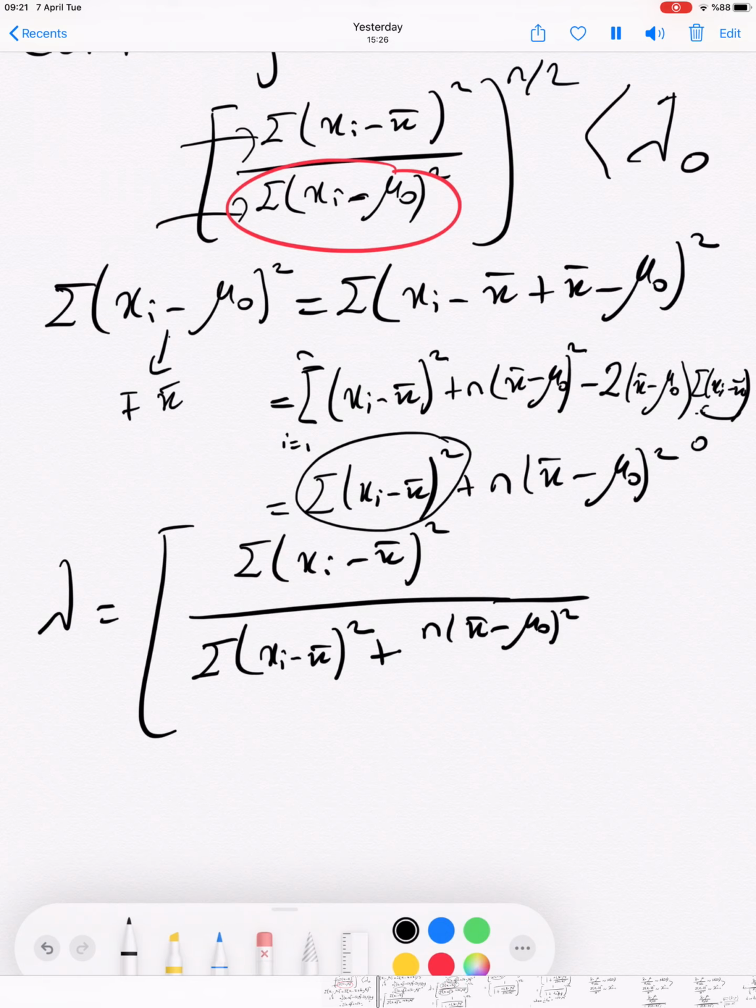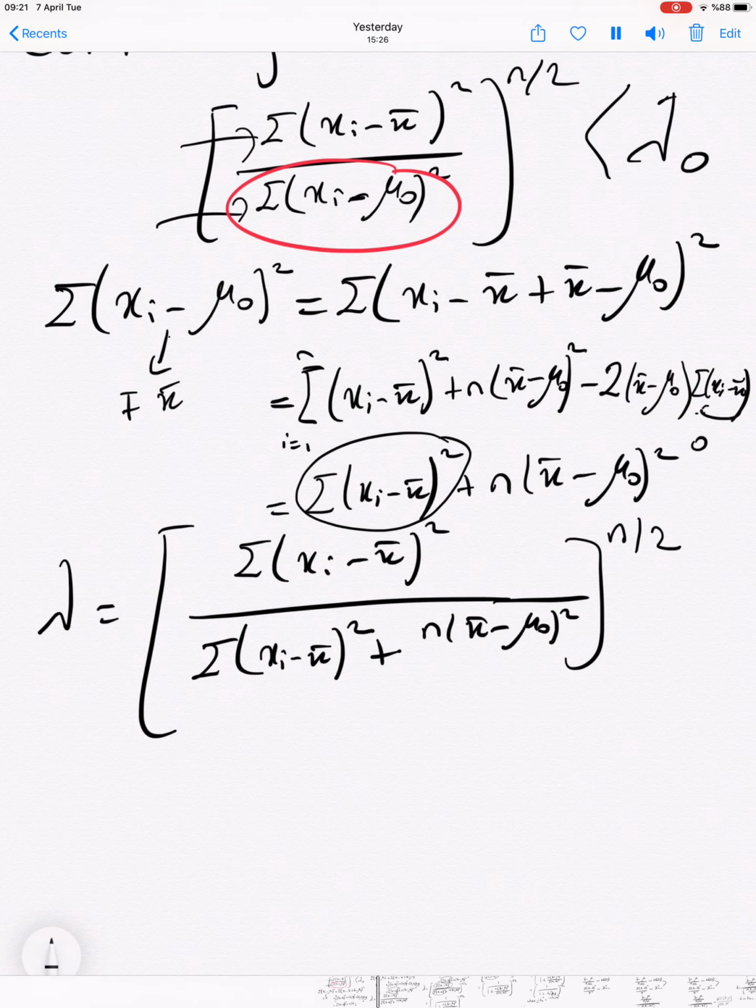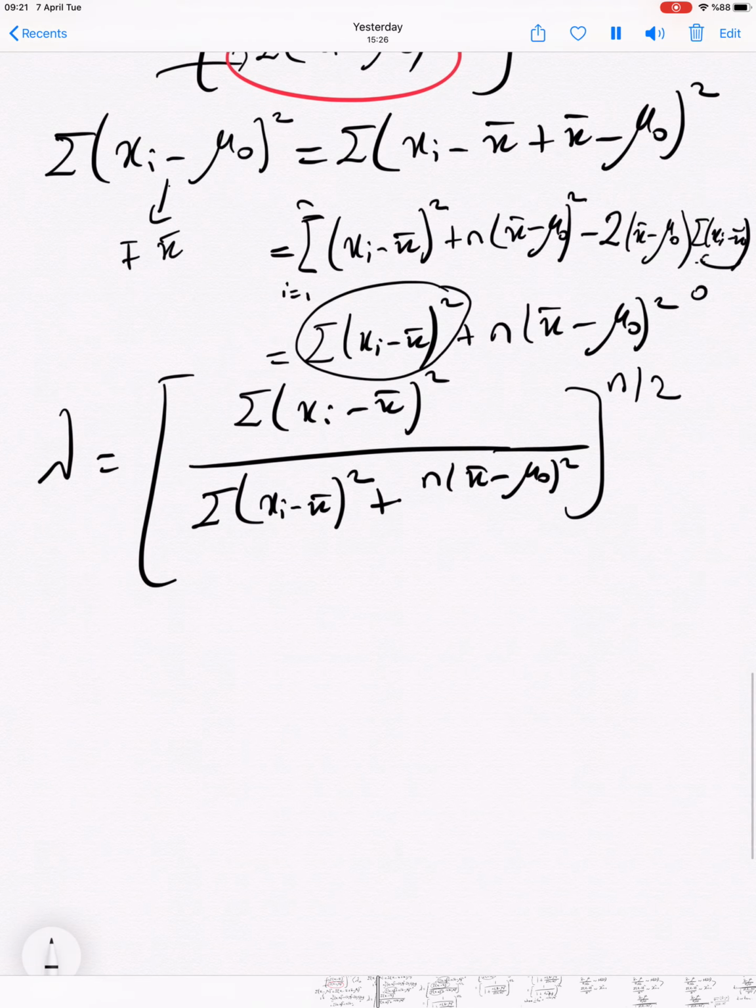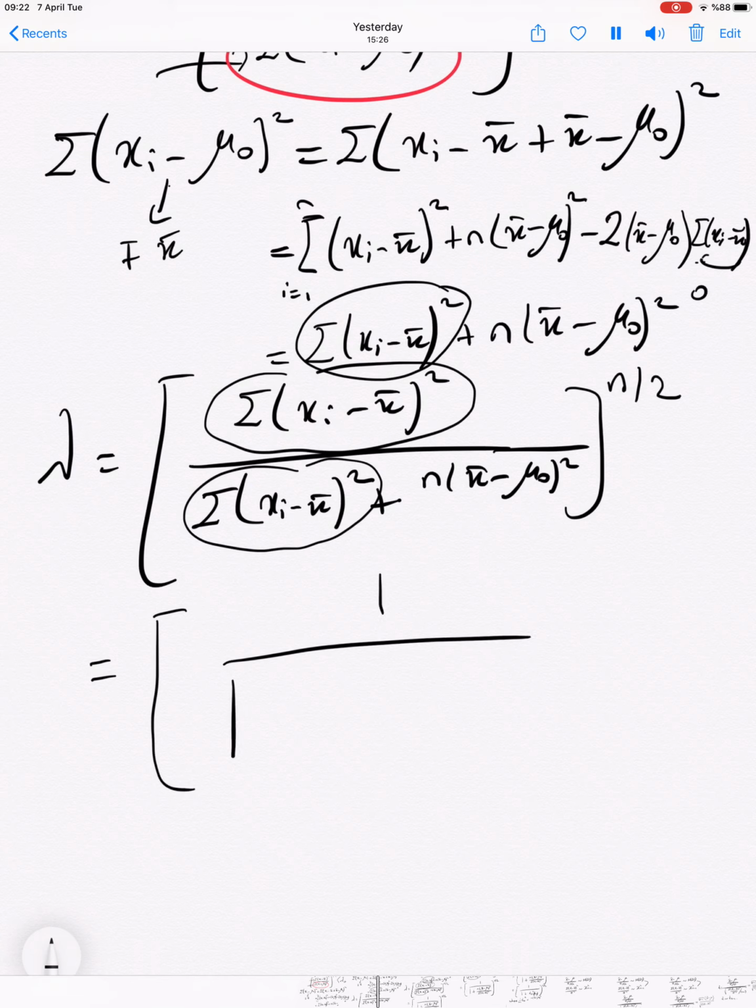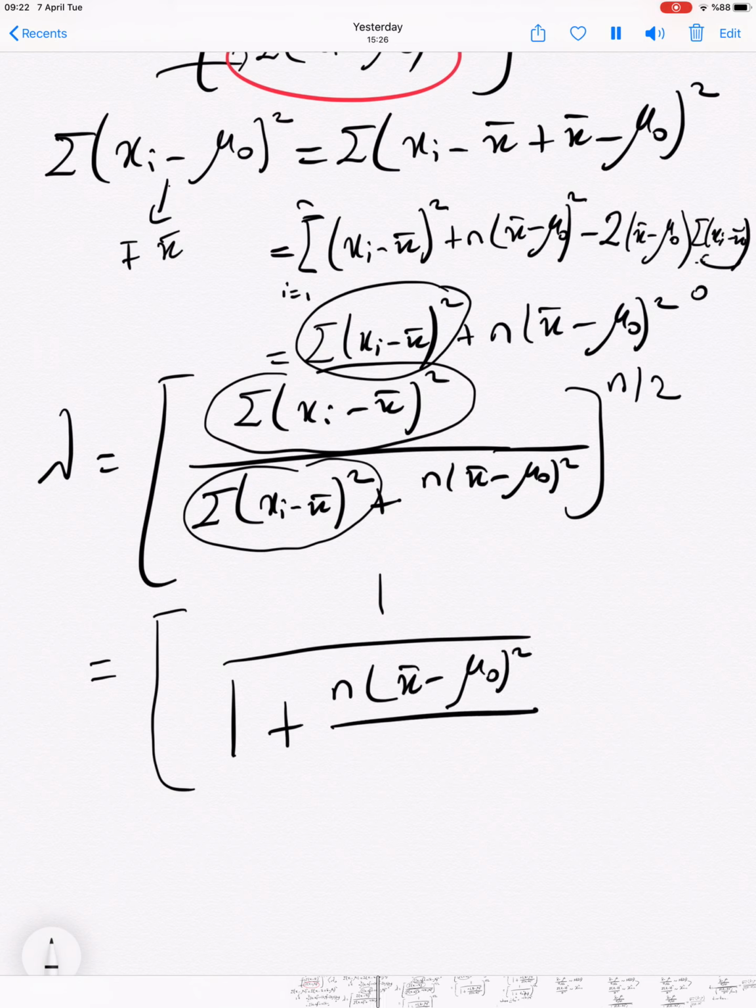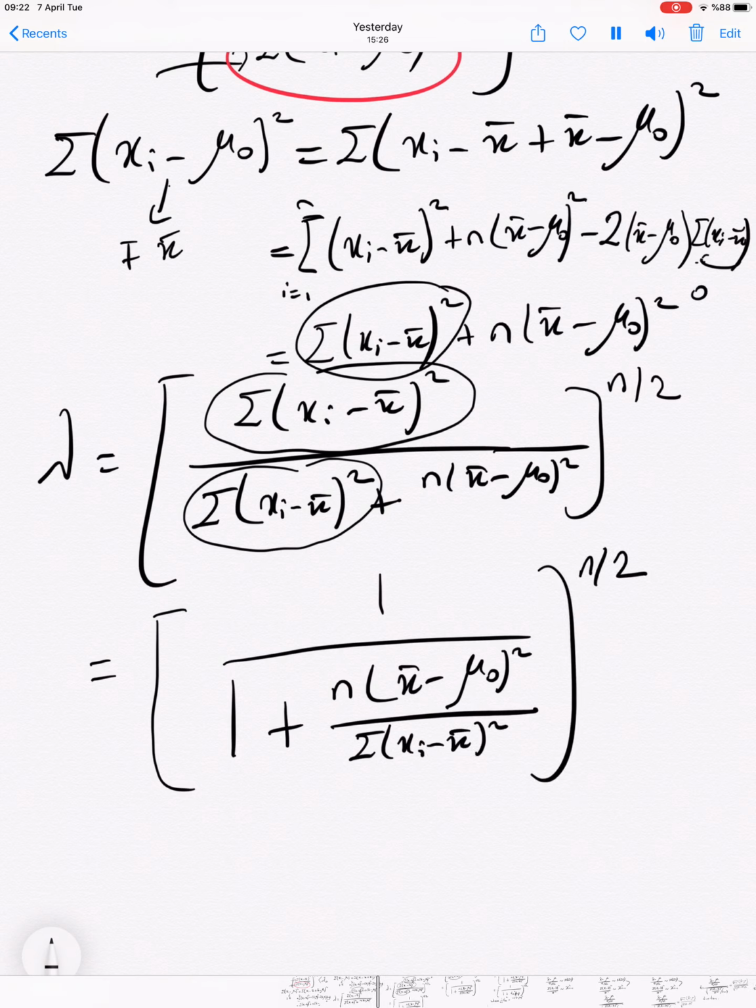Okay, get this, to the n over 2. Okay, so we have the same quantities. Let's try to get rid of the same quantities that we have in the numerator and also the denominator. Write them as 1 over 1 plus, so we have n, x bar minus mu 0 square. Now put a ratio here, put this, xi minus x bar whole square, okay, n over 2.